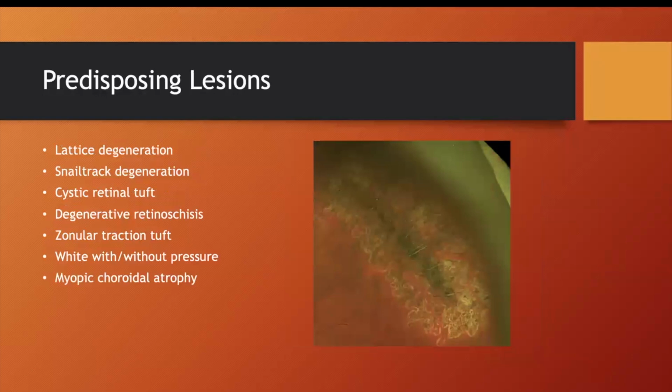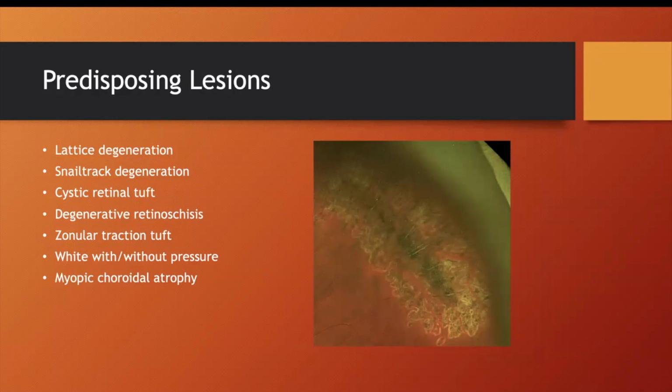Whereas your predisposing lesions, these are lesions that can potentially develop into breaks, can potentially cause problems. So lattice degeneration is your typical thing that will be mentioned when you're looking at stuff like this. So you're looking at something like a myope, for example. These are patients who typically have something like lattice degeneration. It usually develops a bit earlier in your life.